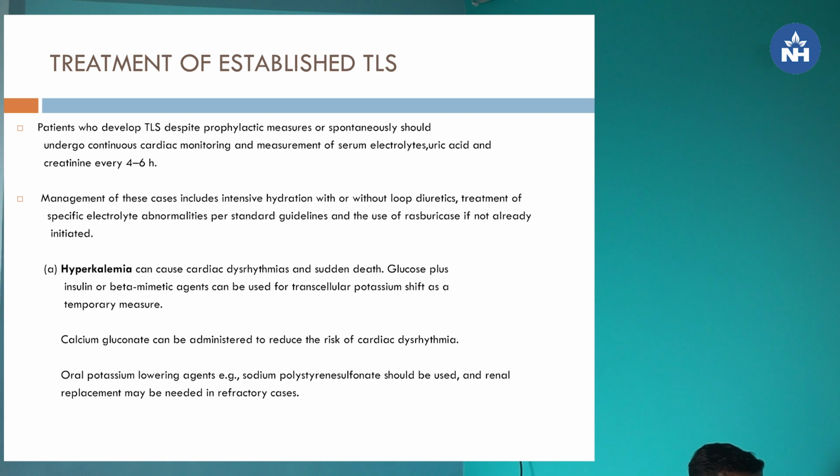Hyperkalemia can cause cardiac dysrhythmias and sudden death. Glucose plus insulin or beta 2 agonists can be used for transcellular potassium shift as a temporary measure. Calcium gluconate can be administered to reduce the risk of cardiac dysrhythmia. Oral potassium lowering agents, e.g. sodium polystyrene sulfonate, should be used, and renal replacement may be needed in refractory cases.